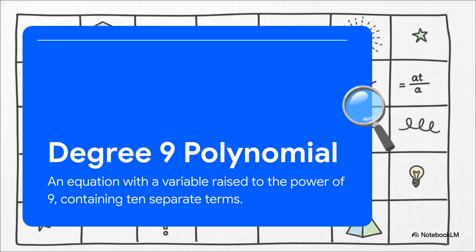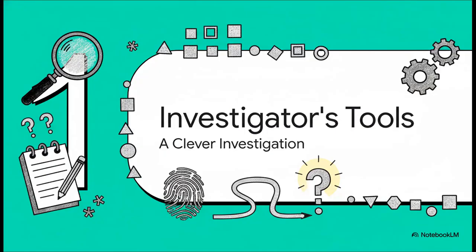And here it is, the monster in the flesh. It's what's called a degree 9 polynomial. All that means is you've got a variable, x, raised to the 9th power, which creates 10 separate terms. Now, what makes it so scary are all those unknown a's values. Those are called coefficients. Our first job isn't even to solve for x, it's to figure out what those hidden a's values are.